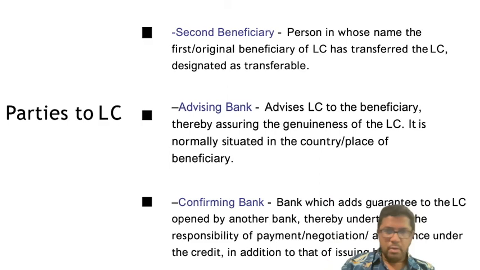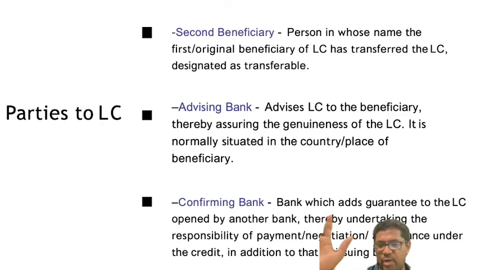Confirming bank is the bank which gives a guarantee to the letter of credit opened by another bank, thereby undertaking the responsibility of payment or negotiation. Yeah, so this is another function or another type of role involved. The advising bank only certifies that this letter of credit is genuine or authentic. That's it.